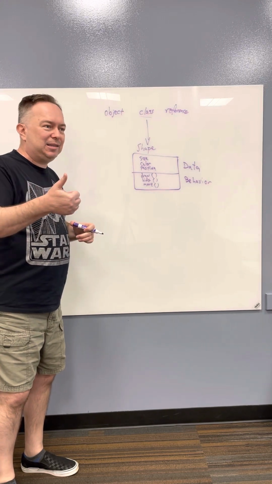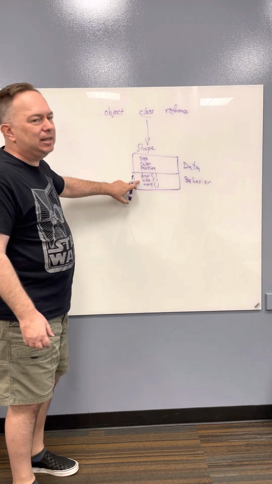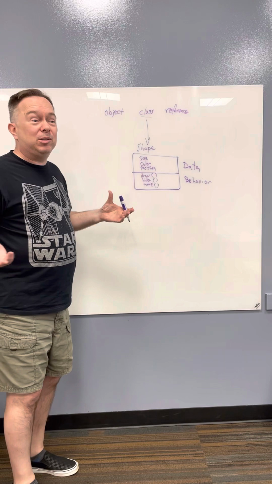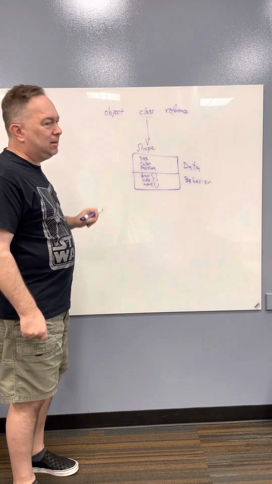It's what it has and what it does. Well, it has this data and it does these things, okay? And you think of a blueprint for a house. How many blueprints do you have for the house? One. So there's one class, okay?